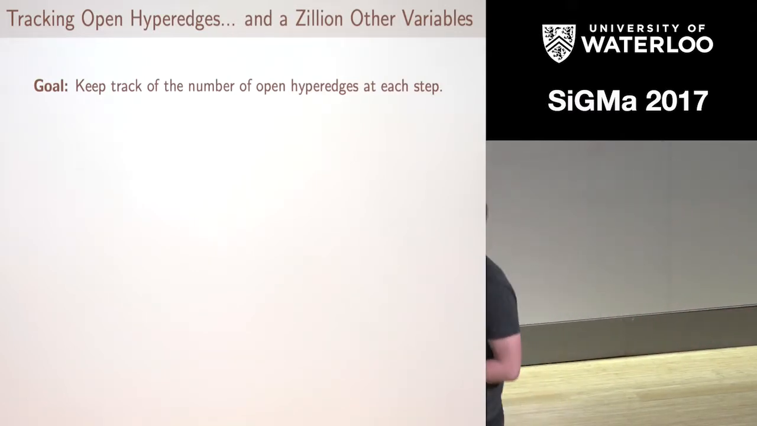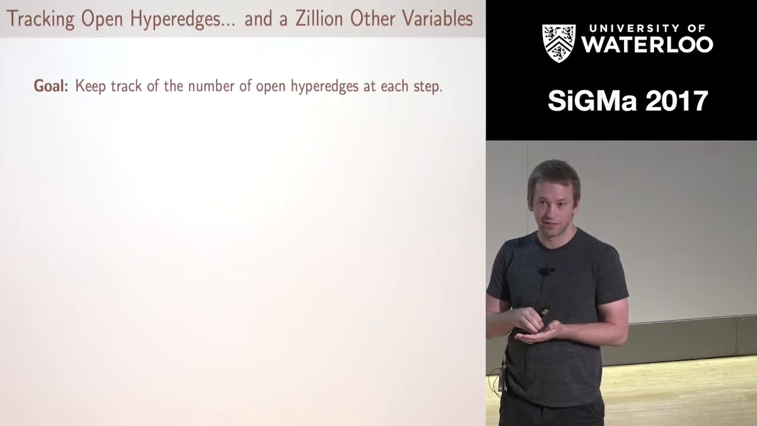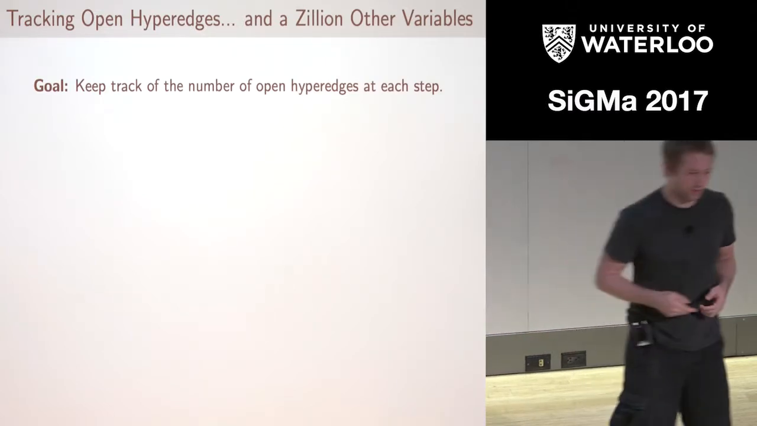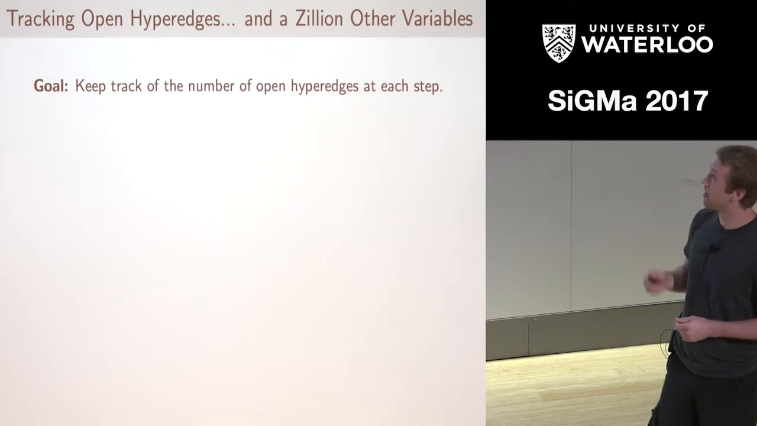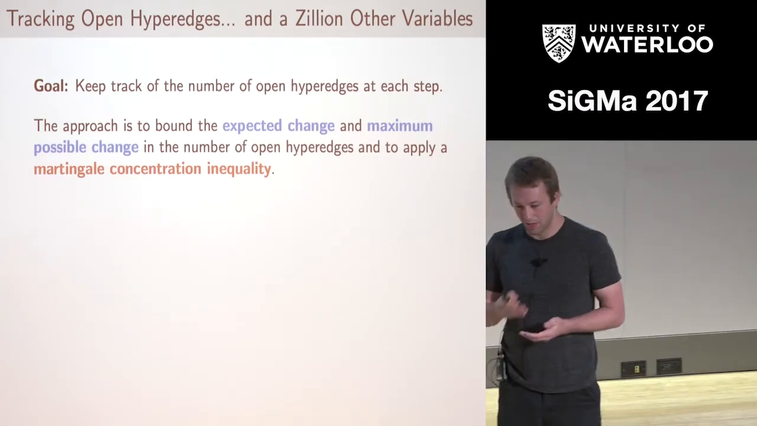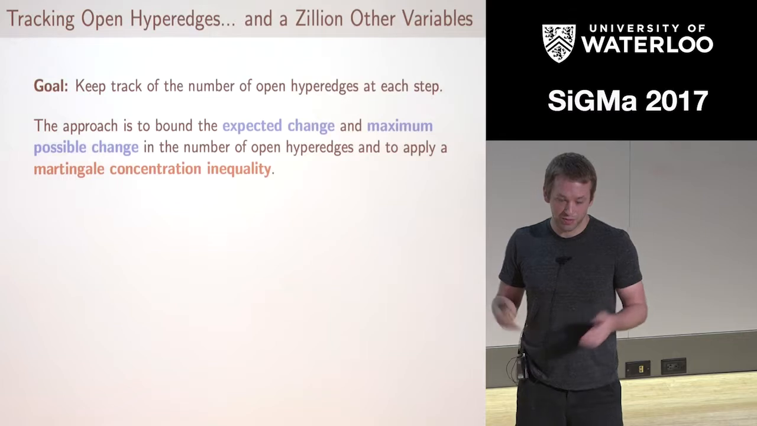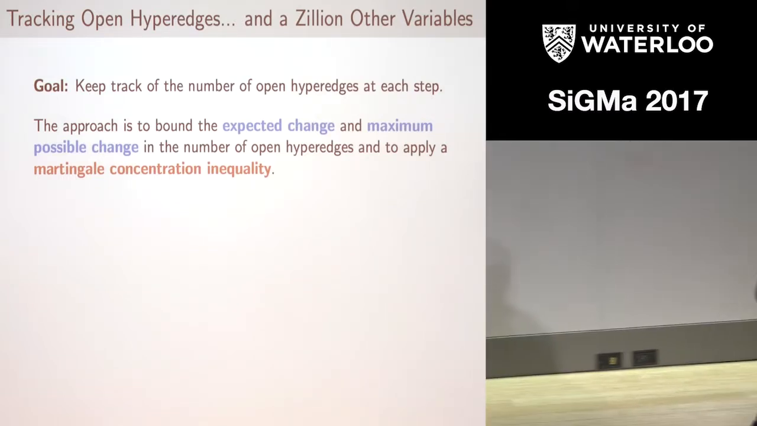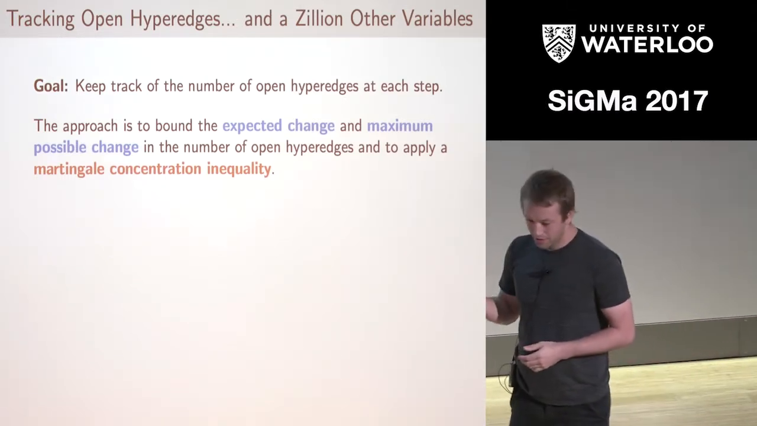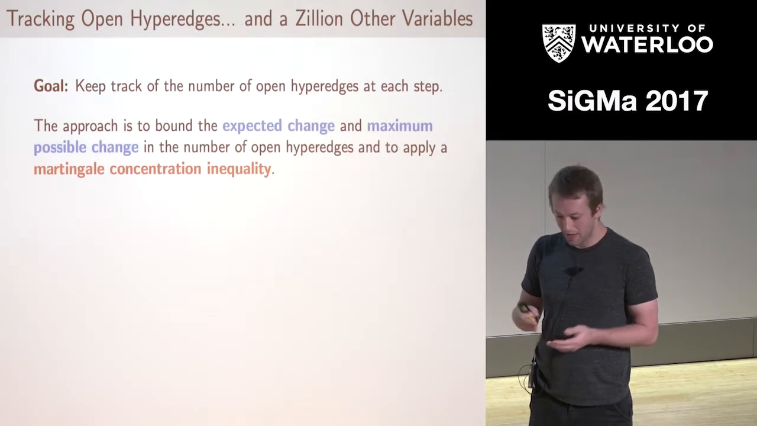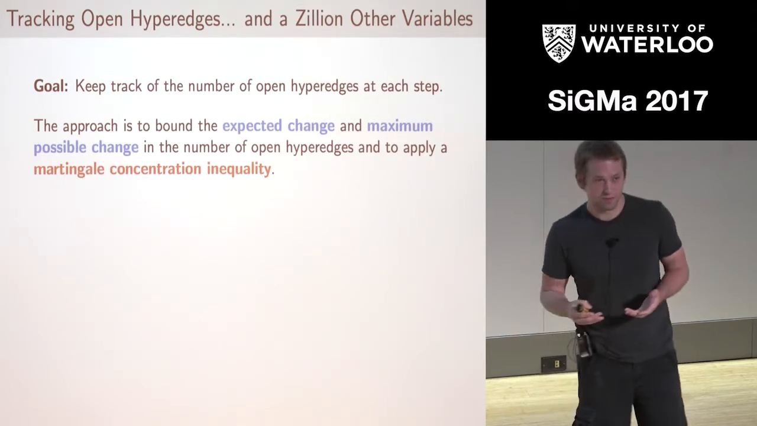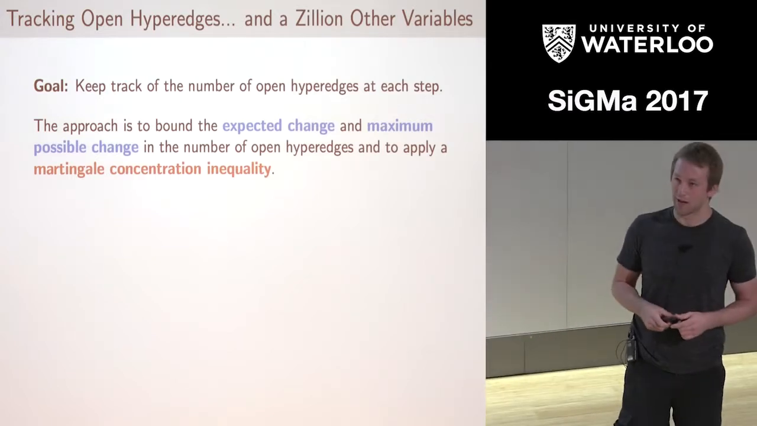What I mean by tracking is basically you want to show that the number of open hyperedges stays concentrated around a certain kind of trajectory throughout the process. So basically, yeah, in a probabilistic sense, it's concentrated. So one usual approach for showing that a sequence of random variables stays concentrated around some trajectory is to use martingale concentration inequalities, something like Azuma's inequality or Freedman's inequality, things like that. And so to do that, you want to say what is the expected change in this random variable, and what's the maximum possible change, right? Even if it's unlikely, you need to have some idea of the maximum possible change.